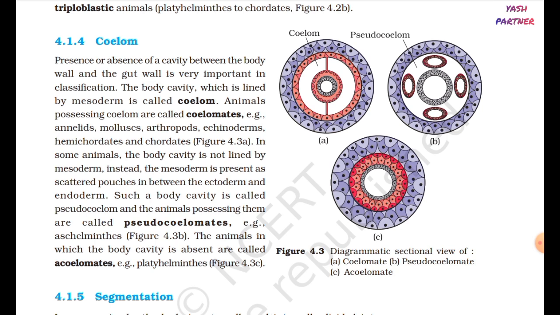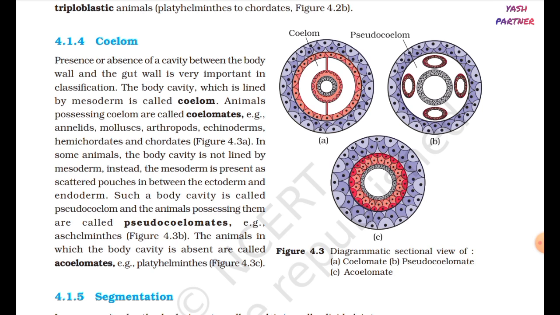4.1.4 Coelom. Presence or absence of a cavity between the body wall and the gut wall is very important in classification. The body cavity which is lined by mesoderm is called coelom. Animals possessing coelom are called coelomates. Example, annelids, mollusks, arthropods, echinoderms, hemichordates and chordates.